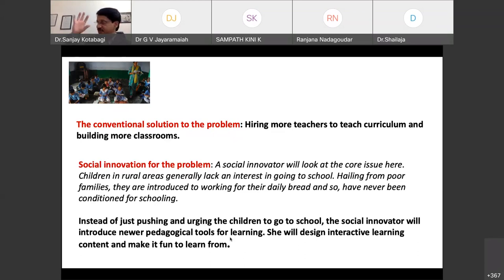The gate was designed into some toy, maybe in the form of Archie or some other doll. And once they jump onto the ground, certain tiles have been put there. When they keep their foot on them, it makes a noise. So that interest is created in the students to come into the campus. Correct? So here also, when social innovators look into this, they will design interactive learning content and make it fun to learn.